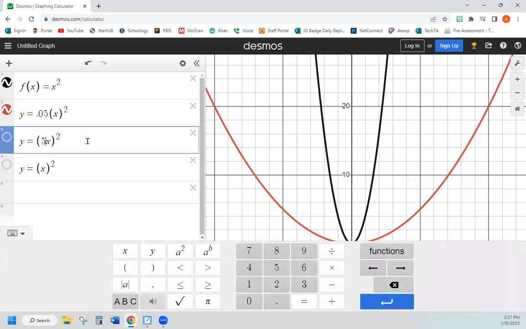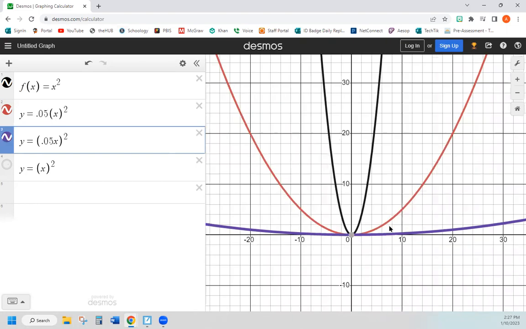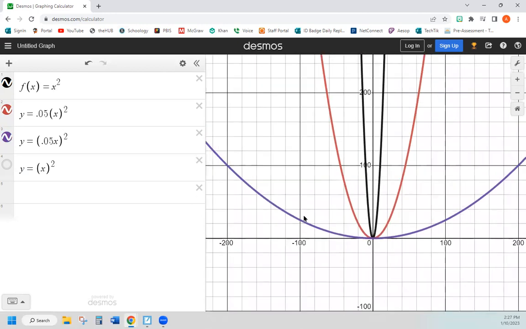All right, cool. So let's grab this number here and make it the same thing as 0.05 and see what happens inside of the parentheses. Multiplying outside creates a vertical thing and multiplying inside creates a horizontal thing. Let's see what happens. So the red one is wider than the black one, the original one. The red one is wider than the parent graph. Is the purple also wider than the parent graph? It is. So the same thing happened.